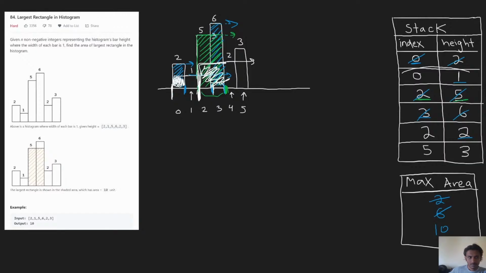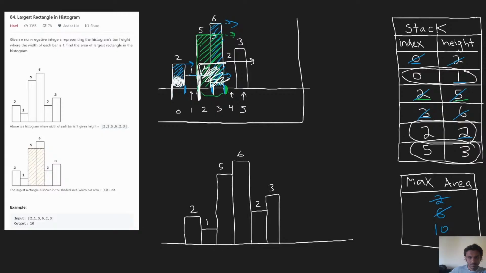If you look, we still have 3 elements left in our stack. So what do we do with them? We have 3 elements that we didn't end up popping from the stack. What that tells us is that we were able to extend them all the way to the end of the histogram. So we still need to compute the areas we could have created from these heights. So let's iterate through them and figure that out.